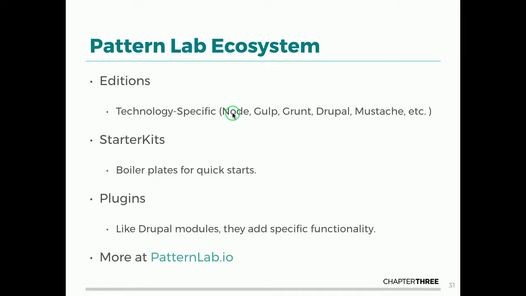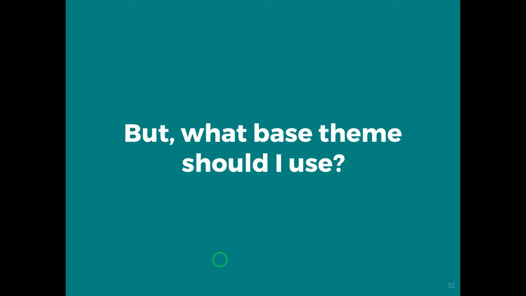They all have the option of choosing a starter kit from them, right? So there are quick boilerplates that have done a little bit of work to get you going. You can choose not to. You can use an edition without a starter kit and go completely from scratch. And then you can add plugins, right? Which, like Drupal modules, add specific functionality. Some of them were on that spreadsheet. I'm going to talk about them more specifically in a second. And if you want to know more about that, check patternlab.io.